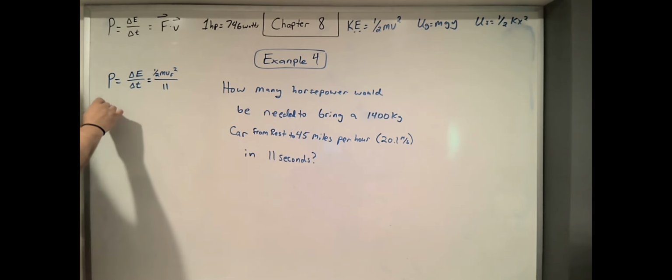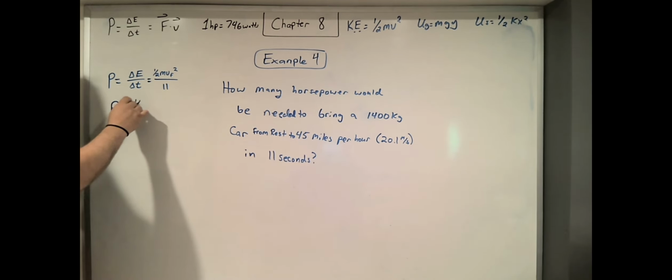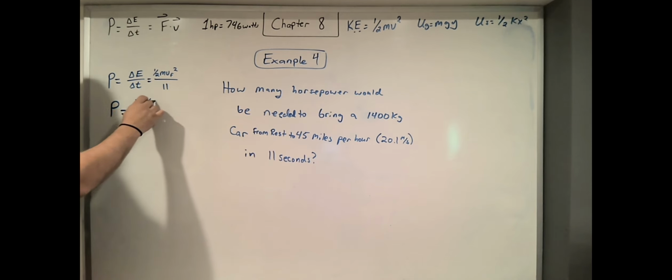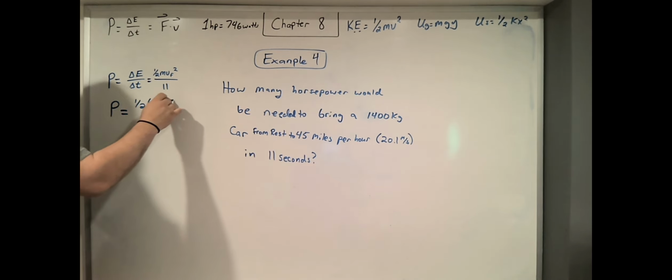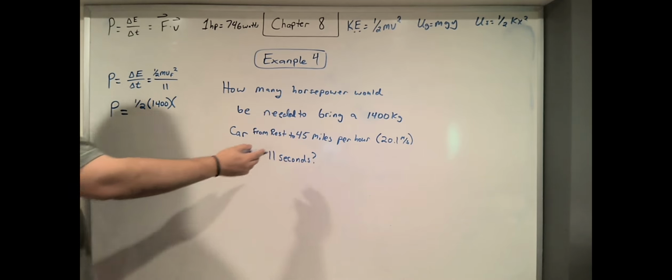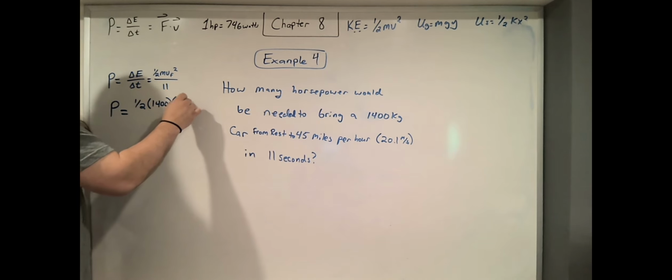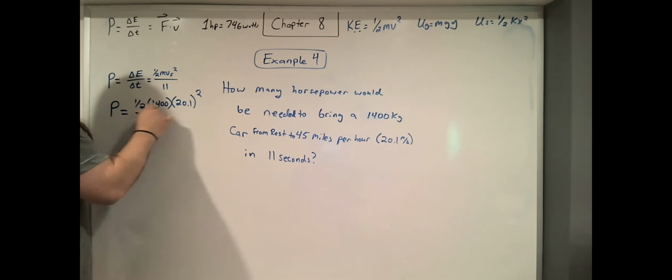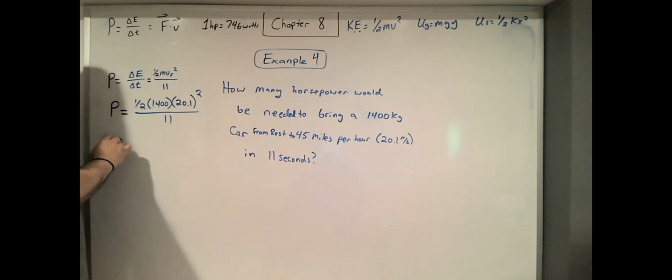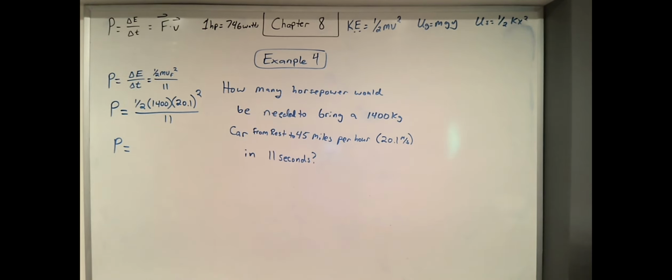Okay, so how much power then? I will have P is equal to 1/2 mass of the car, 1,400. Final speed, we've already got a conversion that happened in the problem, so that's nice, 20.1. That gets squared, and then that's divided by 11. All right, we grab a calculator and we look for power. So we'll have 1/2 times 1,400 times 20.1 squared, and the whole thing gets divided by 11.